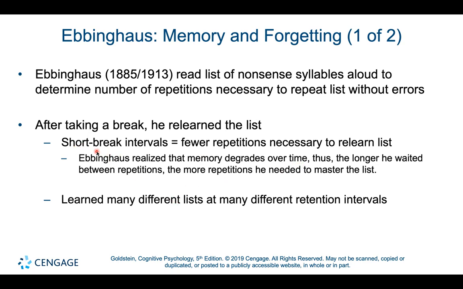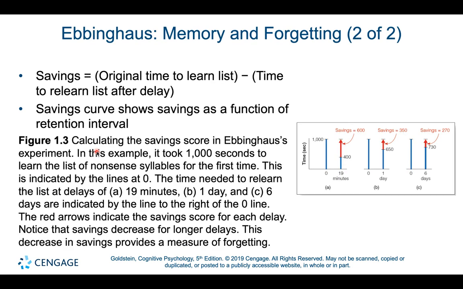An interval of 1 hour, he's still pretty good at remembering the list. An interval of 4 hours, he's a little bit worse. An interval of 8 hours, he's even worse. An interval of a day, he's getting pretty bad at the list, right? Those memories that he created of these nonsense syllables are fading over time. So his measurement of this was called savings.